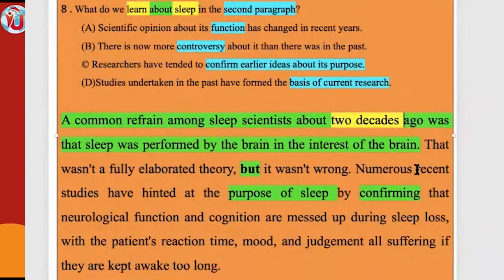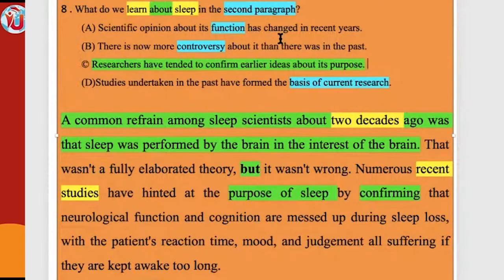Past. Now, recent studies. Here you have "tended to confirm earlier ideas about its purpose." Earlier ideas means 2 decades ago. And now recent studies have hinted at the purpose of sleep by confirming that neurological function and cognition are messed up during sleep loss, which means brain functions are messed up, means sleep is needed for the proper functioning of the brain. Is that clear? Yes. So the answer is C.